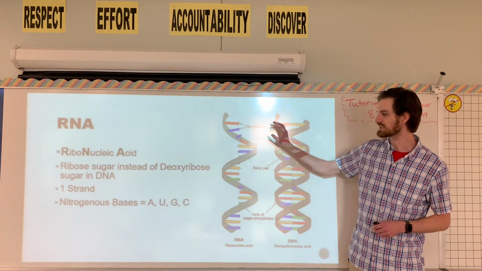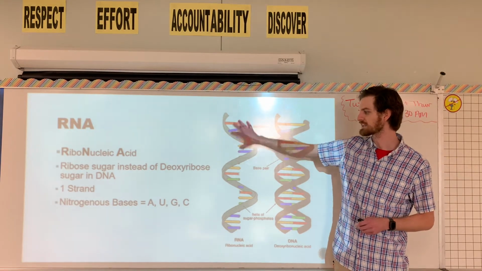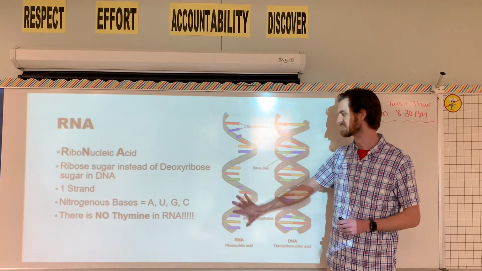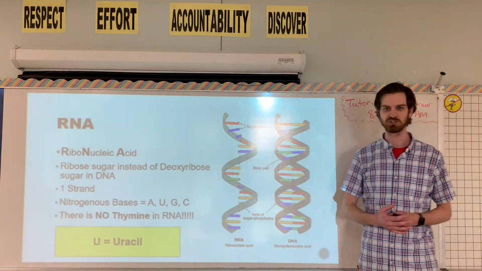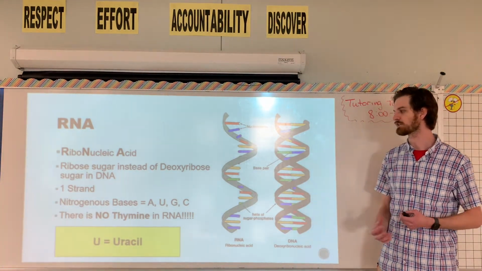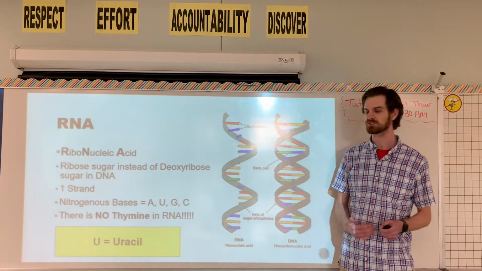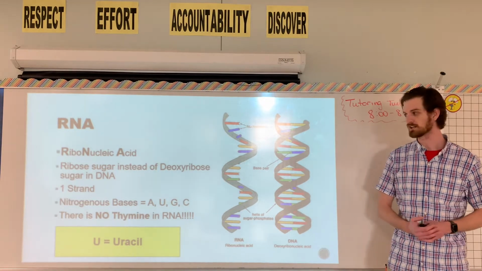Instead of having A's, T's, G's, and C's, RNA has A's, U's, G's, and C's. So we actually lose the thymine that does not exist in RNA, and we replace it with something called uracil. So in here, the base pairing will function where A's base pair with U's and U's base pair with A's. They don't have T's like the DNA does.